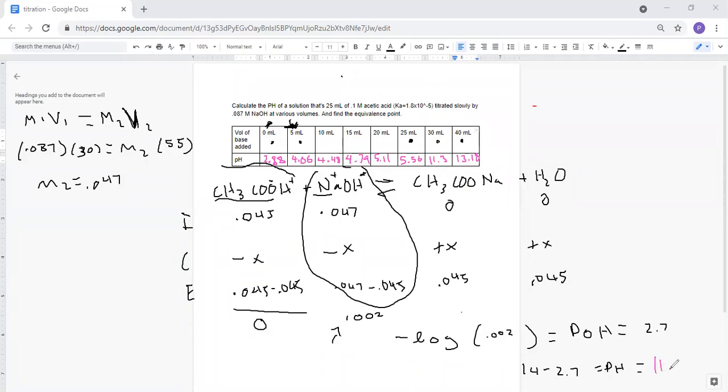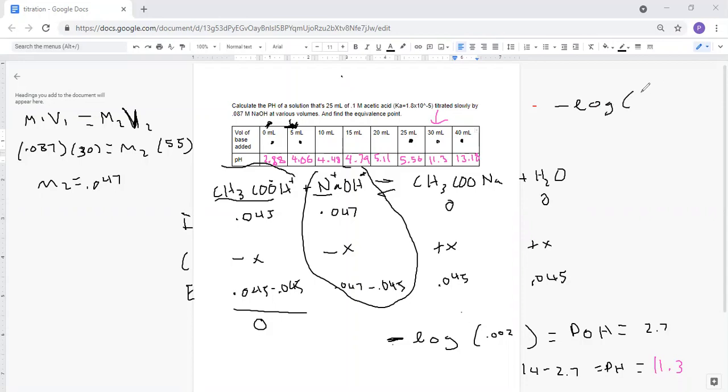So 11.3, as you can see here. What happened was we ran out of acid because we were past the equivalence point, and that means we don't have to use our buffer equation anymore. At that point, just look at the amount of base you have left over and take the negative log of it. I'm sorry, I don't think I wrote negative, but yeah, I took the negative log. That's all you have to do: use your traditional method of finding pH.